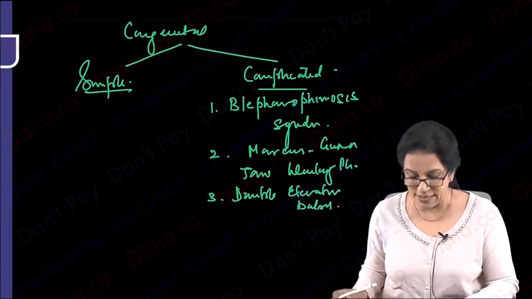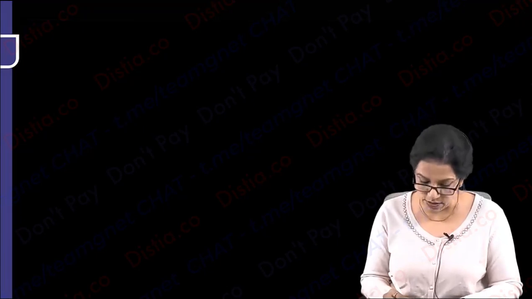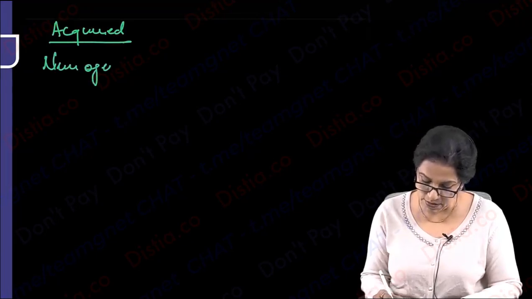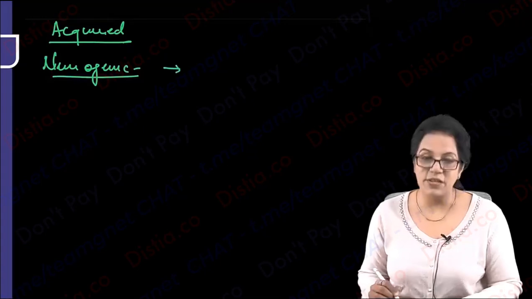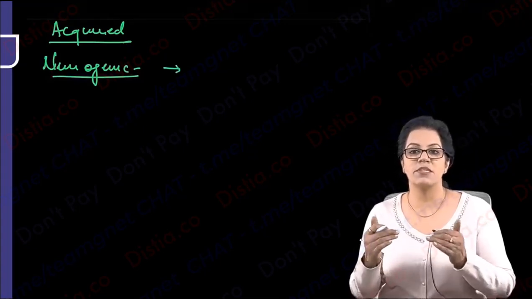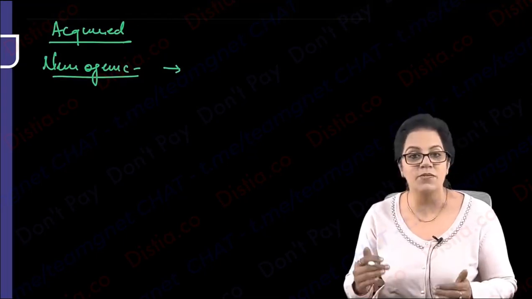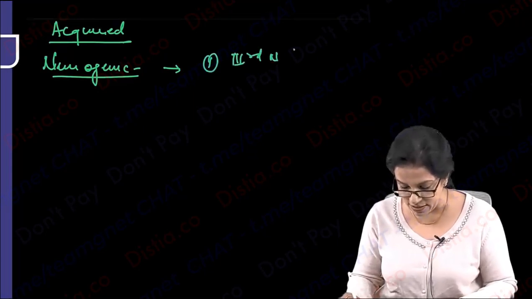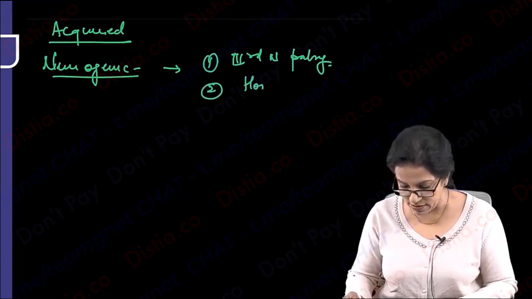Right? So let's start with acquired ptosis. First, what is neurogenic? Very simple, common sense. When you're talking about the upper lid, the supply of LPS is the third nerve, and the supply of Muller's is sympathetic. So what can be the cause of neurogenic? One is third nerve palsy, and second you will learn is Horner's syndrome.